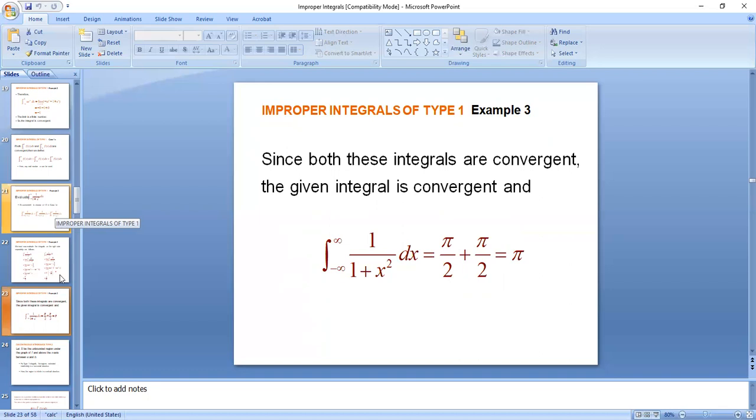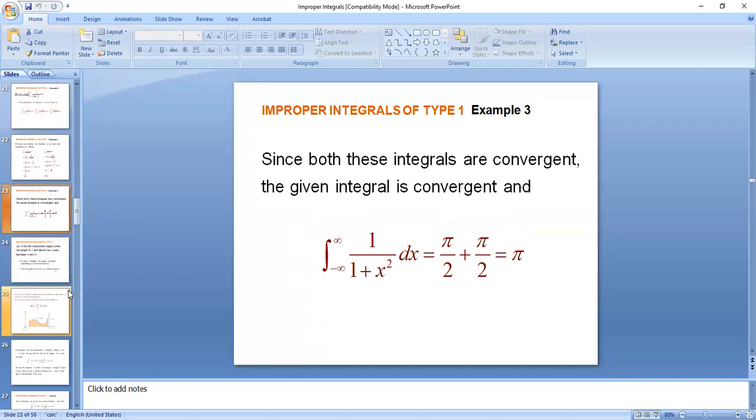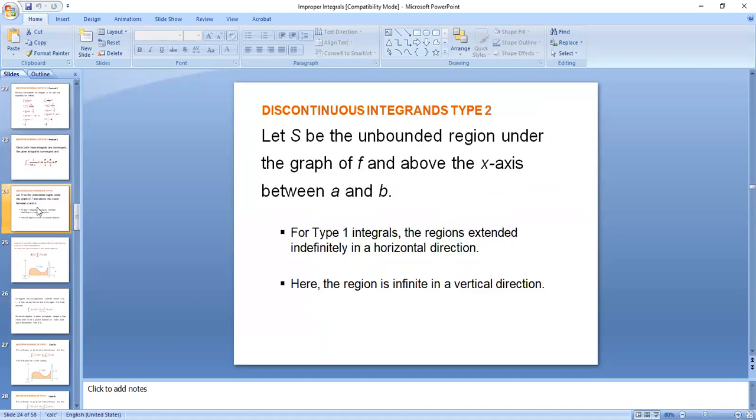There's none? Sige. So we will continue then under type 2. So we're now going into discontinuous integrals. That's said to be type 2.